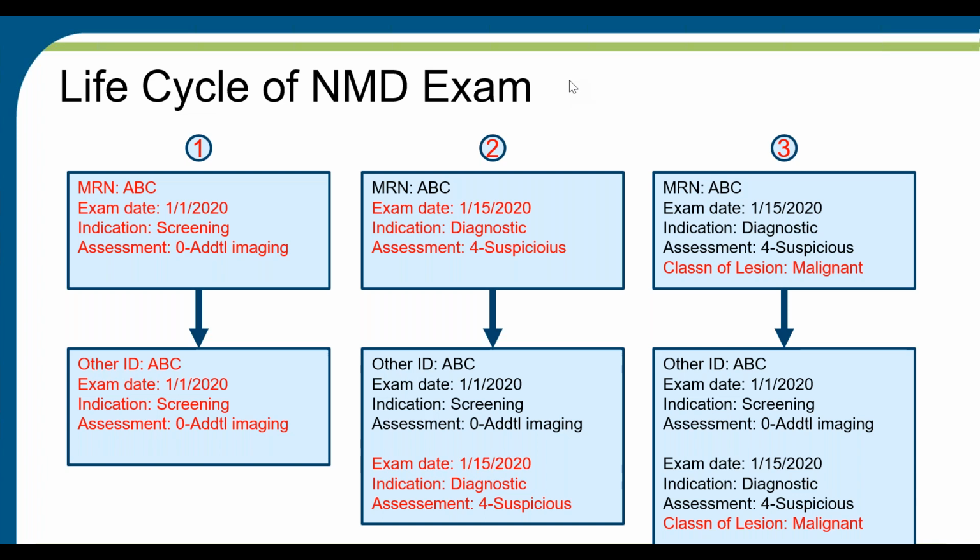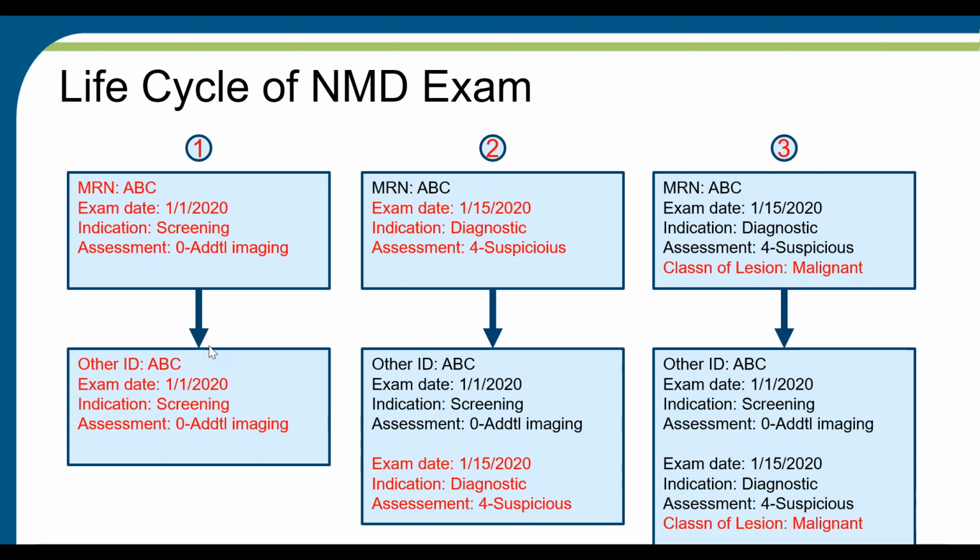Now let's look at step 3. If the diagnostic exam was positive, then at some point, you will get pathology results and enter them into your reporting software. Then you will need to generate an NMD file again, making sure that the date range you use includes the diagnostic exam date. That way, the file will include all the data for the diagnostic exam, both the data you originally entered and the pathology results. When you upload this file, the existing record for the diagnostic exam will be updated with the pathology results.